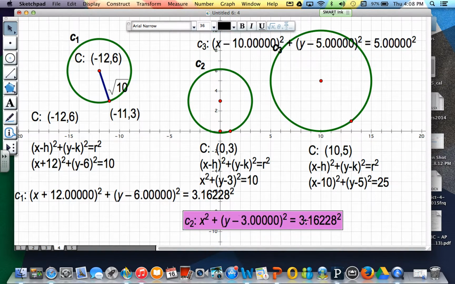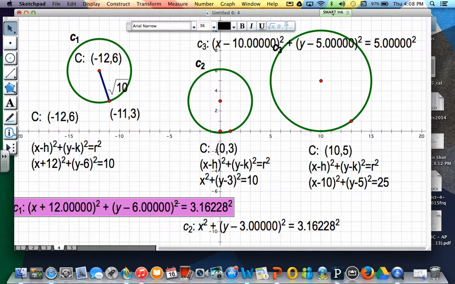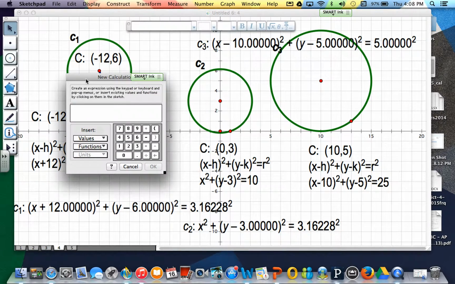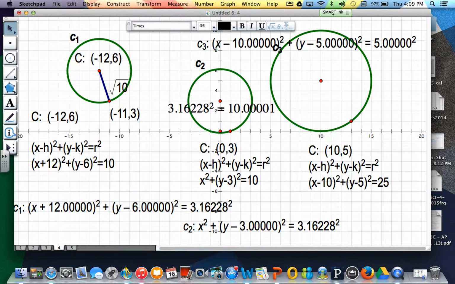Now, why do circle 1 and circle 2 have a different representation of 10? Well, guess what? If I were to take 3.16228 to the second, oh my, it's approximately 10. So there's a little computer glitch in my work here, but that's totally just the computer glitch. And you see that if we were to round to the nearest ten-thousandth, I guess, let's see about that. Yeah, we'd be in business. We would have the beautiful circle that we want.